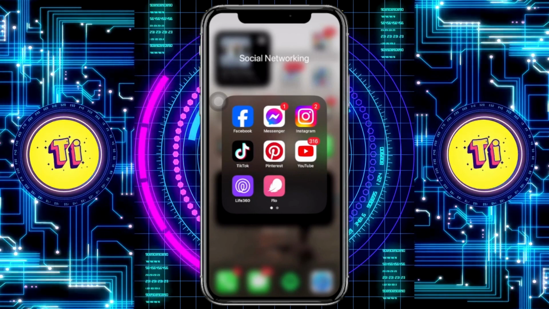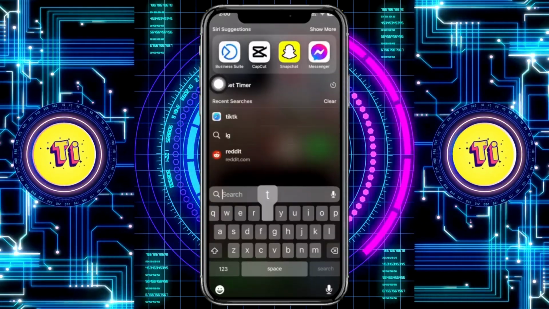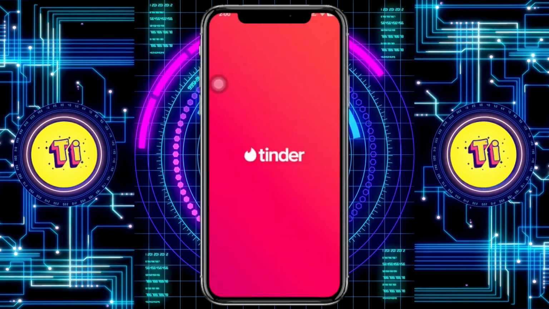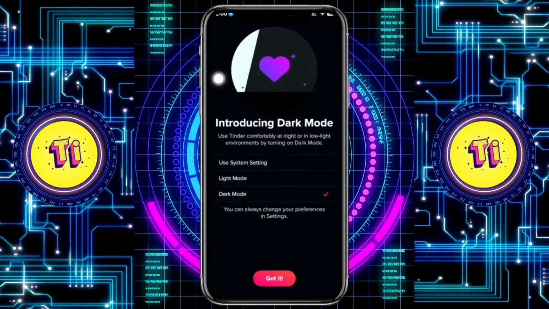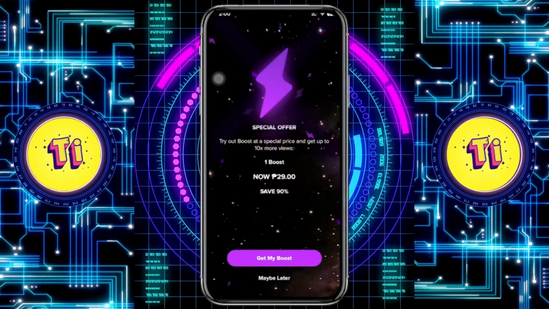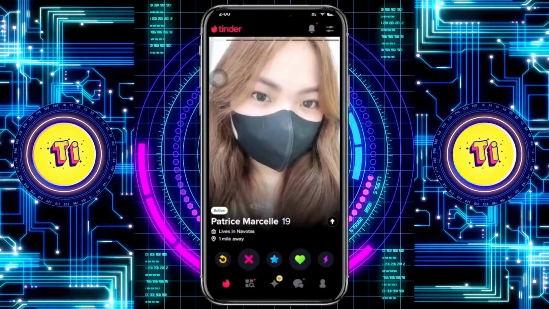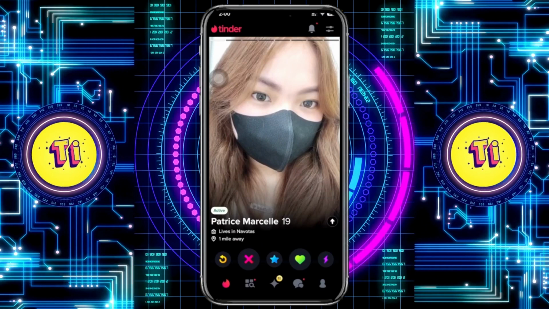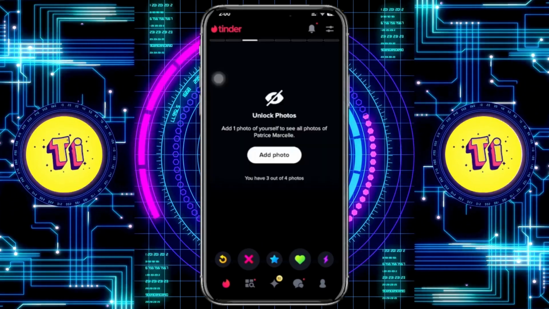Alright, so what we need to do first is launch the Tinder application. Now what I want you to know is that Tinder actually has a feature called the secret admirer feature. What this allows us to do is view, or at least have a general idea of, who has liked us on the Tinder application.